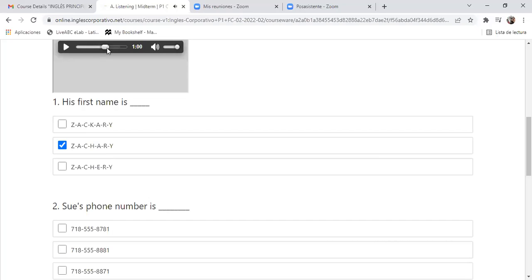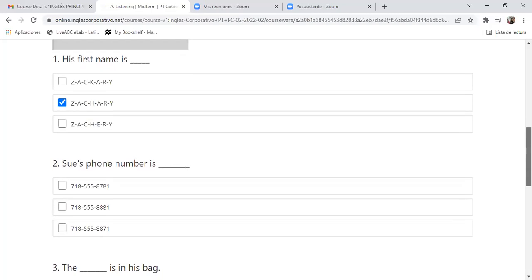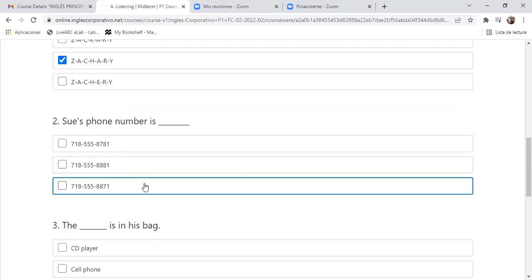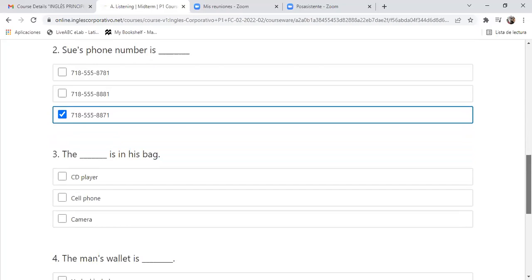8871. Okay, very good. What is her phone number? The third one. Yes, third one. So 718-555-8871. Now we're going to find out where is his bag.